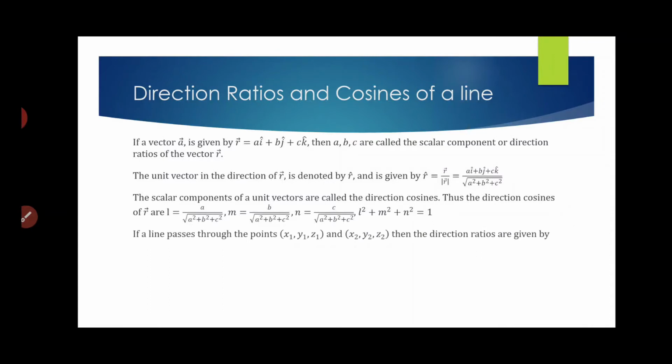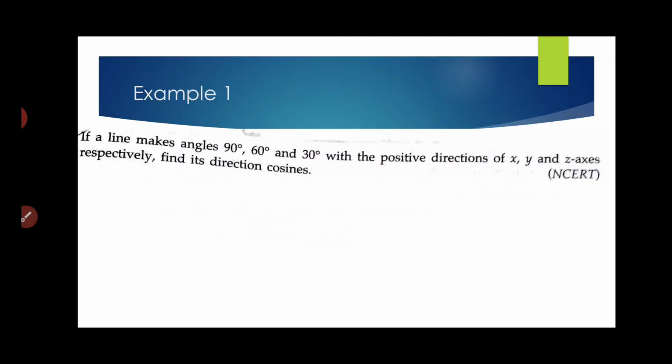Therefore, in the same way, if I have a straight line passing through the points x1, y1, z1 and x2, y2, z2, then the direction ratio of that line is given by x2 minus x1, y2 minus y1 and z2 minus z1. This can be related to the direction ratio of a vector which has an initial point at x1, y1, z1 and the terminal point at x2, y2, z2. So basically, any straight line can be considered in the form of a vector. Now let us take a few problems and understand.